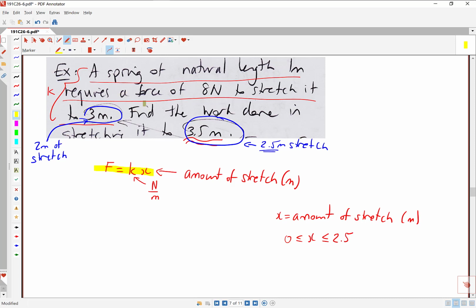So what we're going to use now is this information that a force of 8 newtons stretches the spring to 3 meters. This is going to help us find our spring constant. Okay, so let's plug in. 8 newtons is equal to our unknown spring constant times the amount of stretch. Well, that corresponds to a length of 3 meters, which we said is 2 meters of stretch. So if we solve for k, it comes out to 4, and the units there are newtons per meter. So that describes the strength of our particular spring.